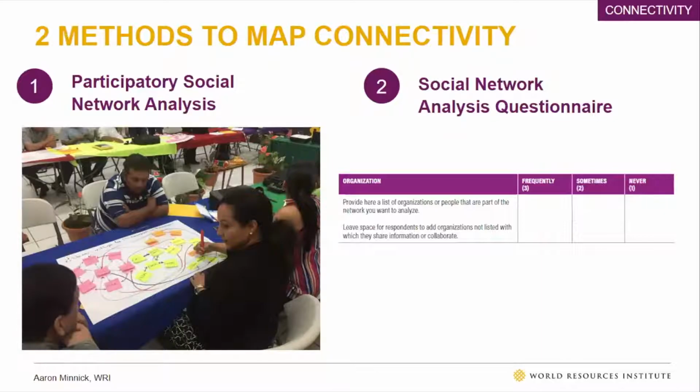So in the guidebook, we address two key methods. First of all, we look at participatory social network analysis. This was pioneered by Eva Schiffer, with a tool called NetMap. This is where workshops are created and stakeholders draw maps by hand to look at connections. And secondly, looking at a more traditional social network analysis questionnaire, where you're considering the frequency of flows and connections.